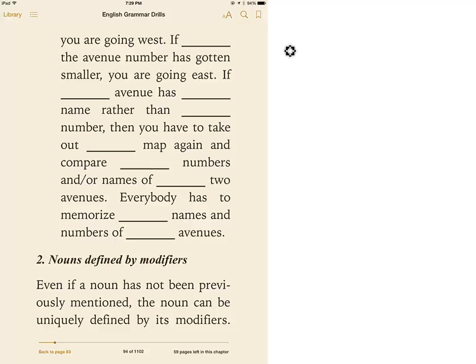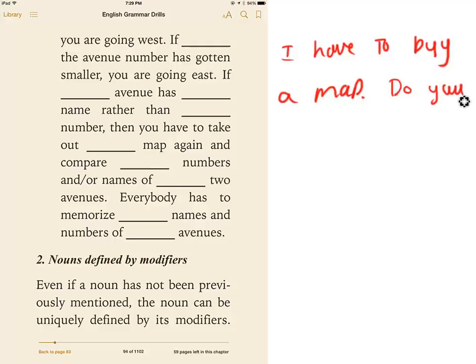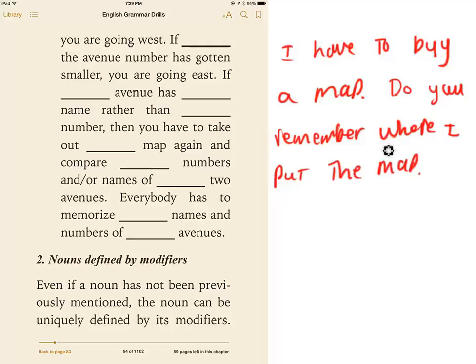For example, I have to buy a map. First time I mentioned map. So if you're in the car and I'm talking, hey, I have to buy a map. And then once I buy the map, do you remember where I put the map? The map. Not emphasized, but the map. I have to buy a map. Do you remember where I put the map?